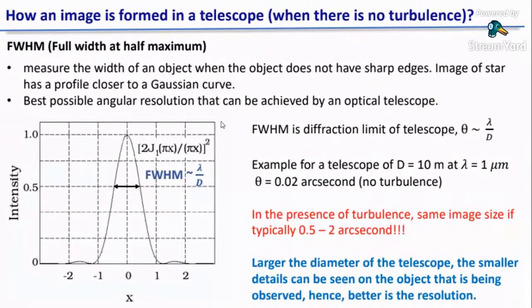But what happens in the case of turbulence? The seeing image size is typically 0.5 to 2 arc seconds. The angular resolution value is increased. The lower the angular resolution value, the clearer the image we get. But turbulence increases it, so we can't get a much clearer image. The larger the diameter of the telescope, the smaller the details that can be seen on the object being observed. Hence, the better the resolution.